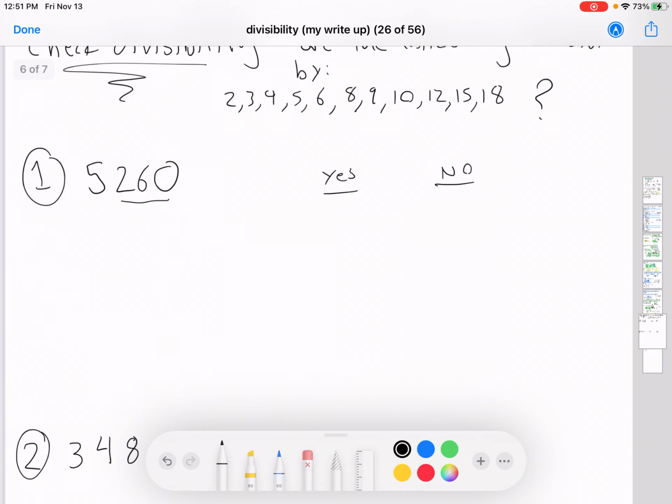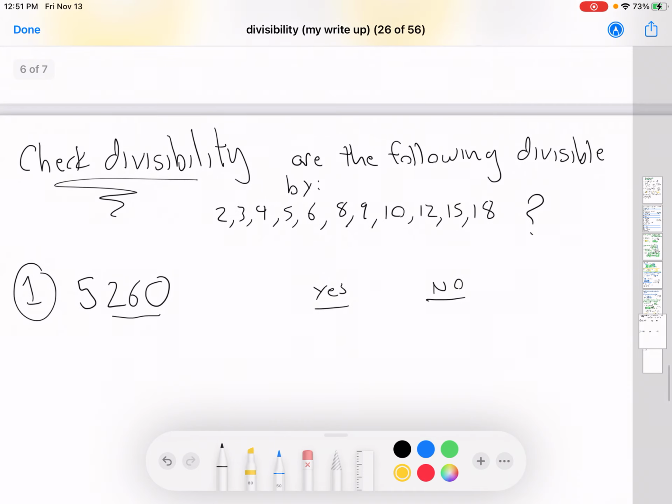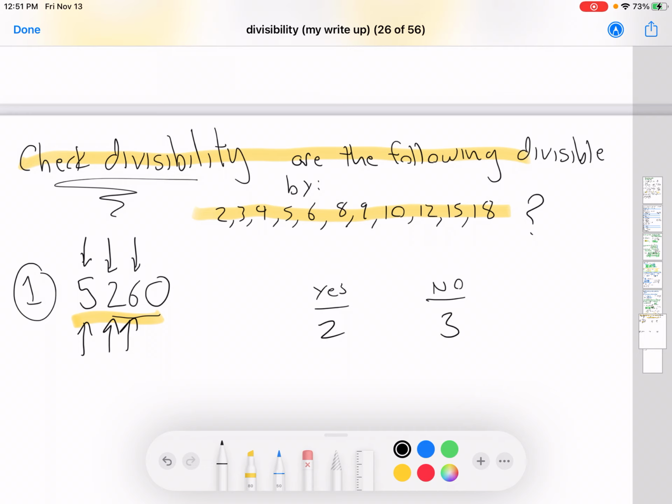So we have all these rules for divisibility. Let's check them. Check divisibility. Are the following divisible by 2, 3, that big whole list up there? So is this thing divisible by 2? Yes. I'm not even going to put 1 on here because they're all divisible by 1. Is it divisible by 3? We'll add these things together. You add this plus this, we get 7. We add on that, we get 13. 13 is not divisible by 3, so no.